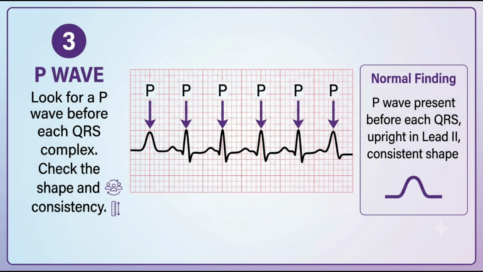P wave. Now let's look at the P wave. The P wave represents atrial depolarization. In normal sinus rhythm, there should generally be a P wave before each QRS complex, and P waves should have a consistent appearance. This indicates that the electrical impulse is organized from the sinus node and traveling through the atria. When assessing the P wave, look at its presence, shape, and relationship to the QRS complex.